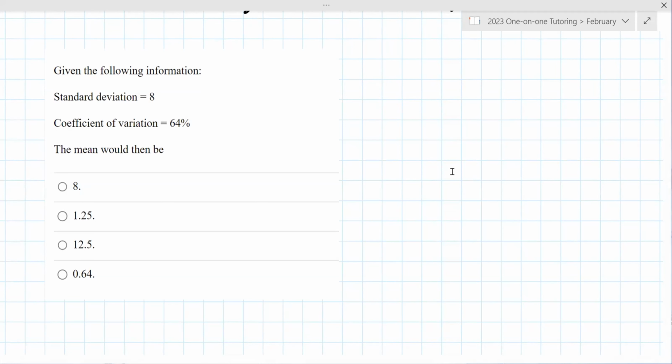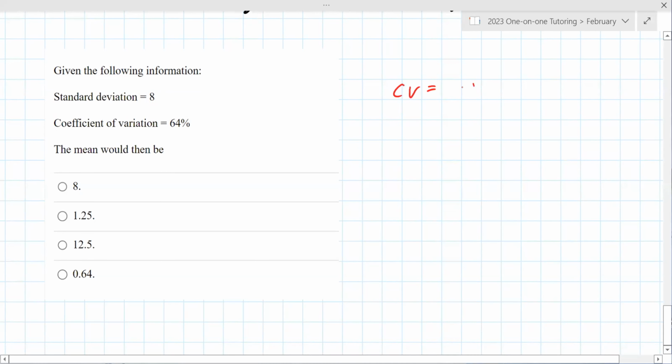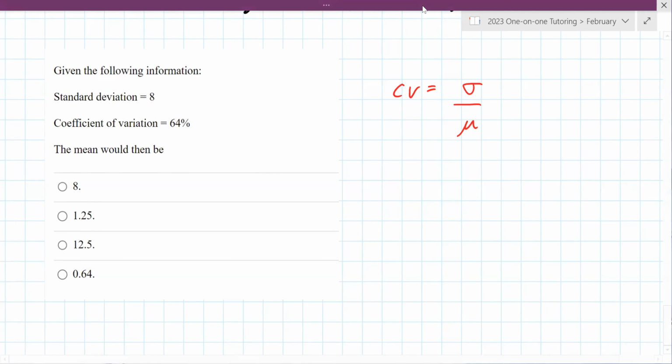They're asking for the mean, and they're giving you standard deviation and coefficient of variation. So you likely have this formula on your formula sheet. It does not look like you do. I don't see it there. So let me just grab it. I just want to double check that it is what I think it is. It is sigma over mu.